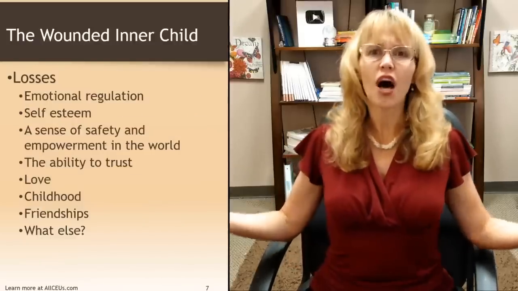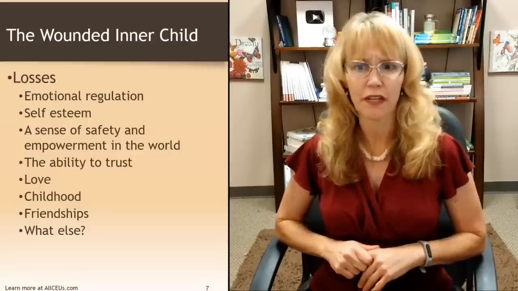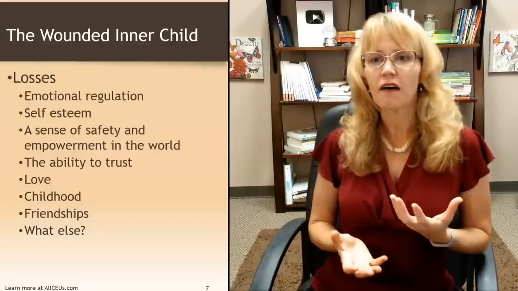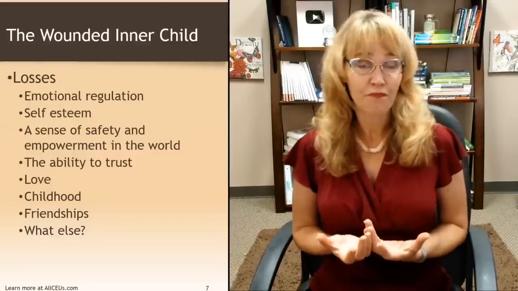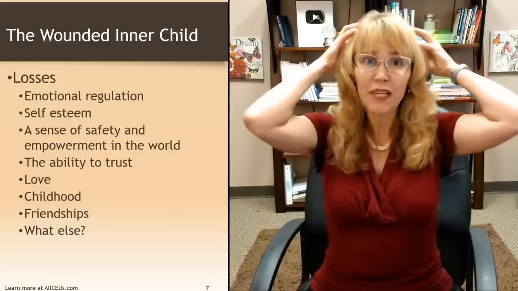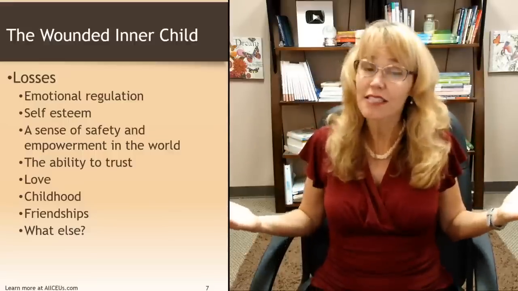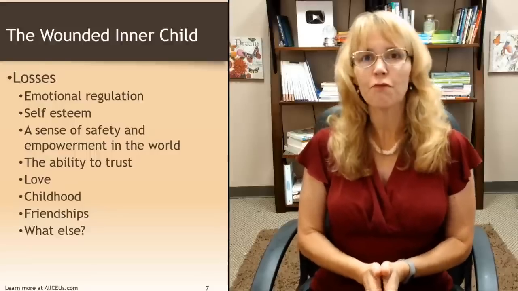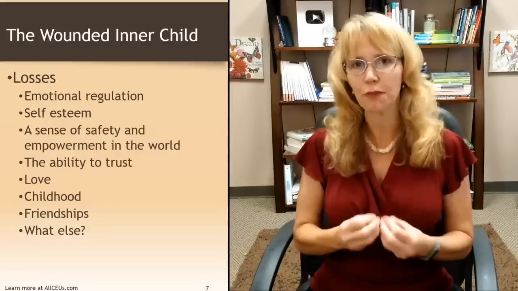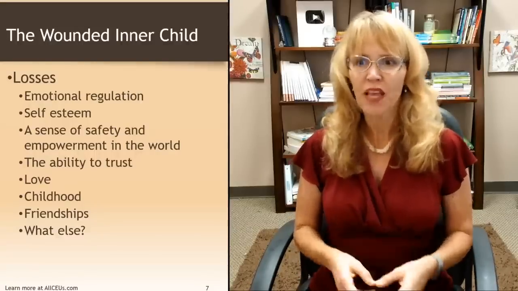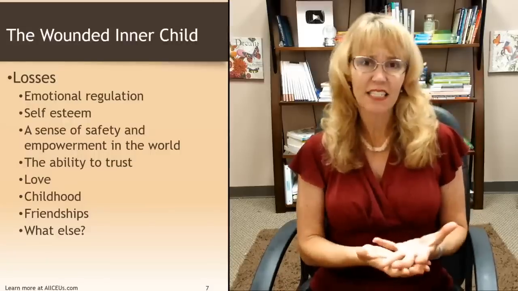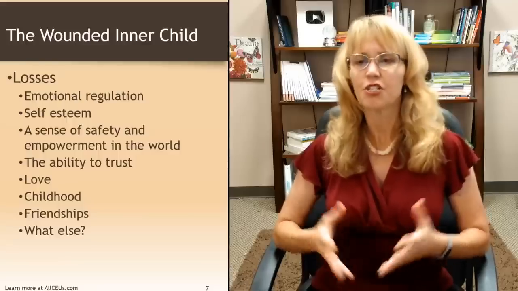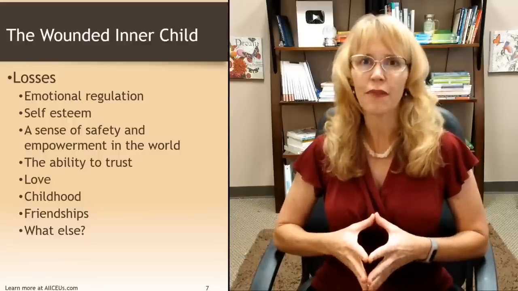So what kinds of losses did the wounded inner child experience? Well, they may have experienced a lot of stress, which actually altered their HPA axis. They actually lost neurons. And as adults, they may have more difficulty with emotion regulation because their HPA axis is dysregulated. They go from feeling flat to feeling furious or terrified. So that's one of the losses that we may need to address.